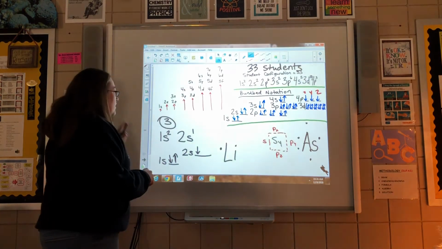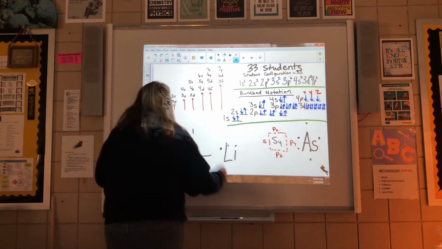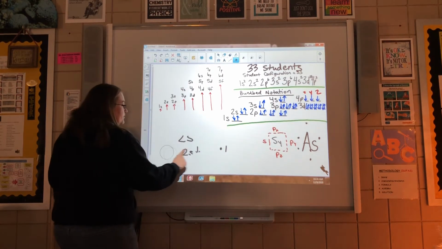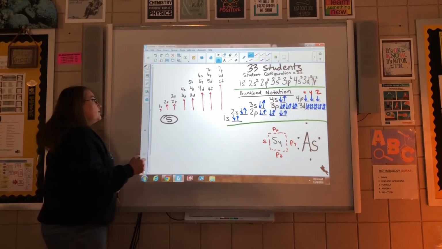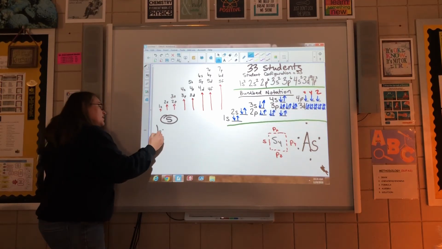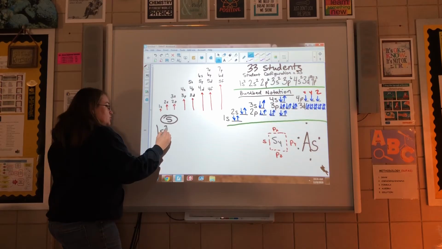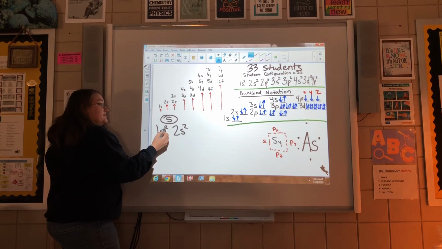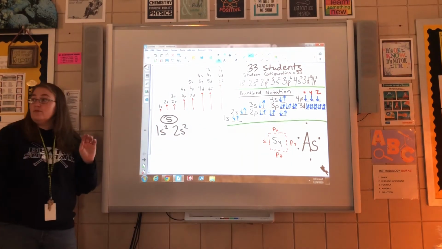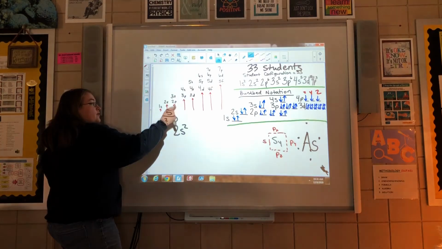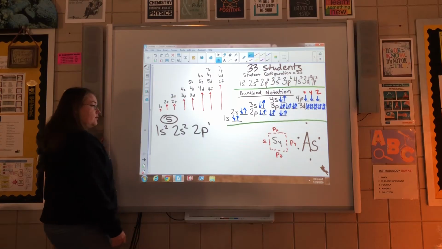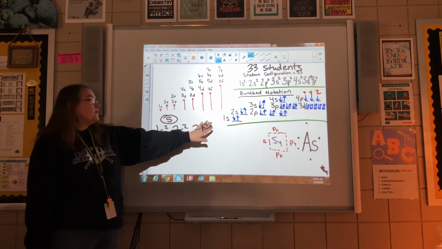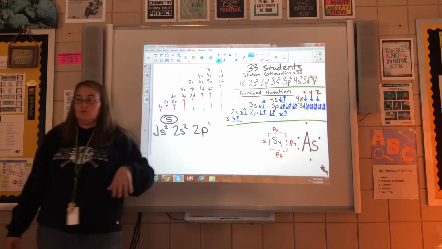Let's skip and let's do number 5 real quick. So leave you some space. And let's do number 5. Alright, so if I have number 5, I can put 1S. How many go in 1S? 2. How many go in 2S? That's the next room. 2. So that leaves 2 plus 2 is 4. How many more do I have? 1. So that 1 is going to go in the next one, which is 2P. So I only need 1 there. Alright, so 1S2, 2S2, 2P1. That is my configuration for 5.